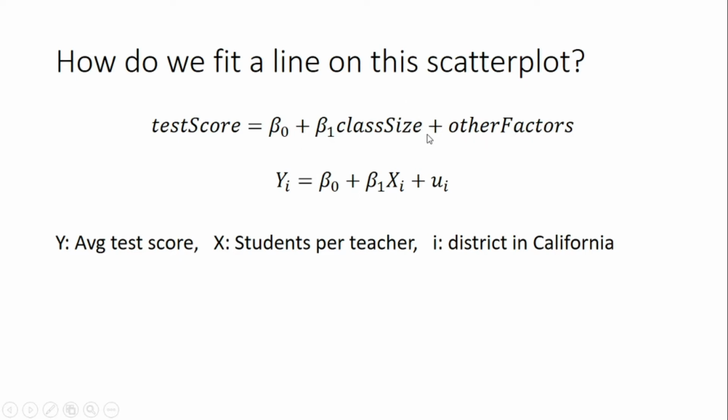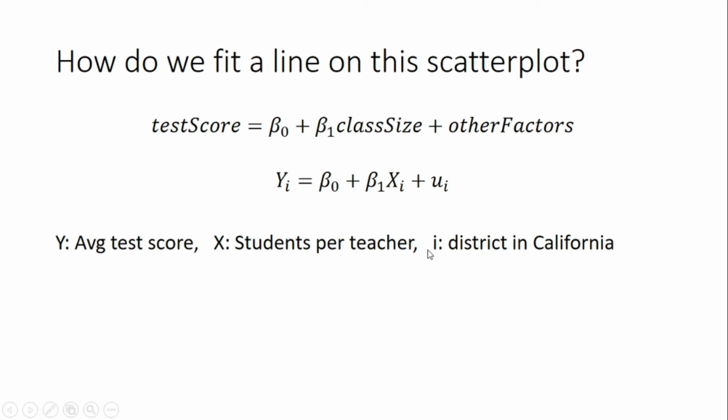We also know that class size is not the only thing that affects the test score. So all the other variables that may affect the test score, we've just aggregated them together over here, and we've called them other factors. And we've just represented these variables by letters, as we usually do in math. So test score is now Y, class size is X, and all those other factors we've just called U.